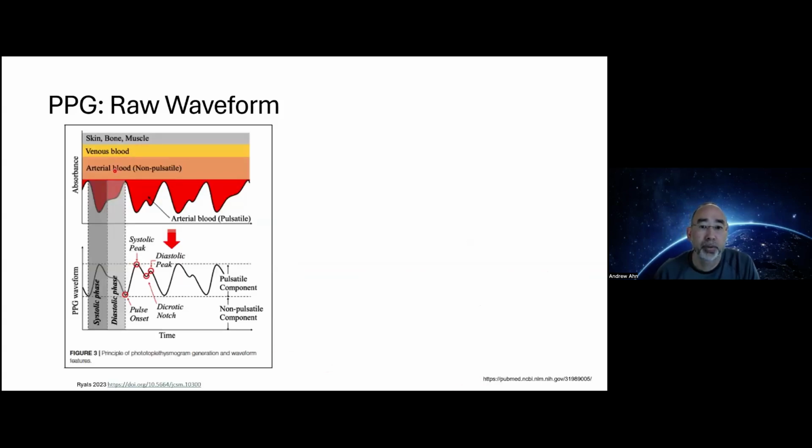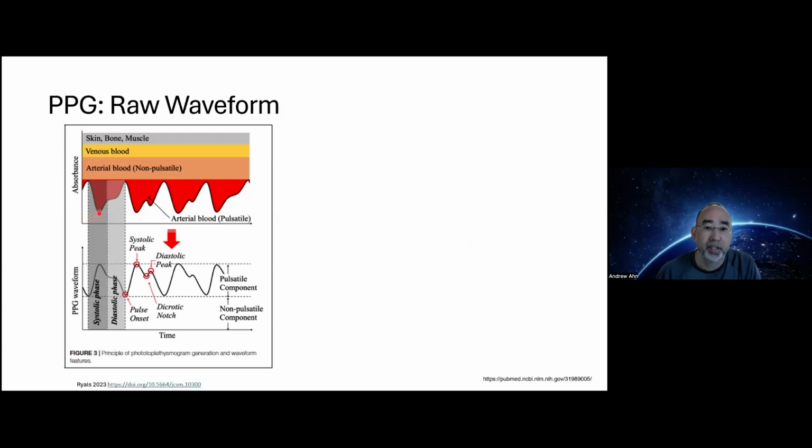When it comes to absorption and scattering, there are non-pulsatile or static components and a pulsatile or dynamic component. The static component includes skin, bone, and muscle. Venous blood here is also categorized as static, although it's probably more pseudostatic or dynamic since it certainly varies with time. And then there's arterial blood, which has both a non-pulsatile and a pulsatile component.